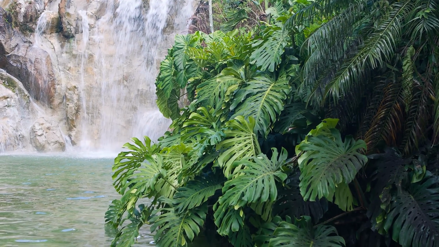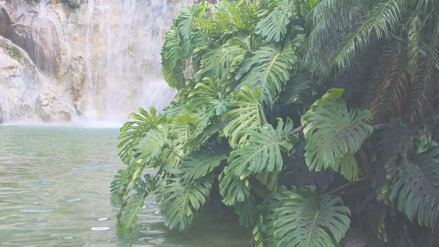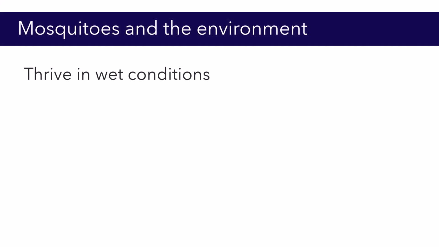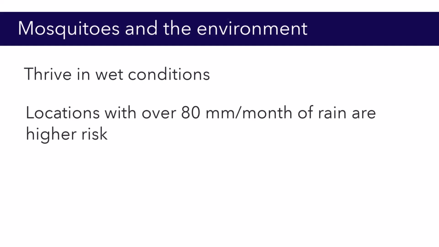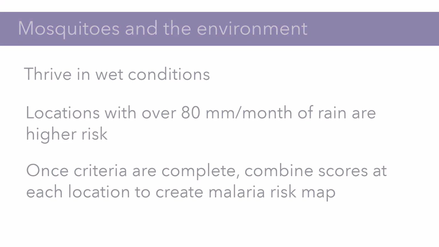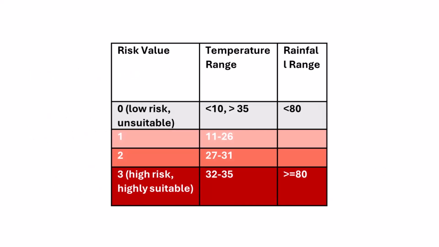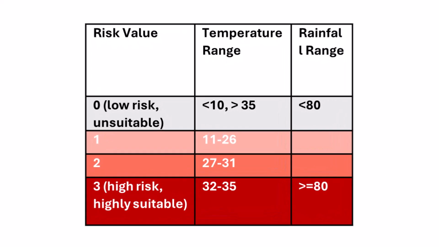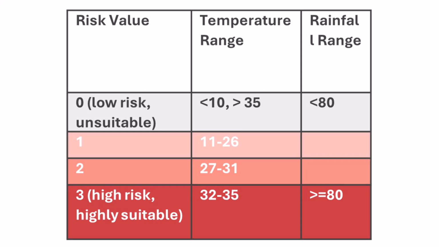Conversely, mosquitoes thrive in wet environments, so you can assign locations with rainfall totaling over 80 millimeters a month higher risk. Once you have created a complete set of criteria for both temperature and rainfall, you can combine these scores at each location to create a malaria risk score that can be mapped.